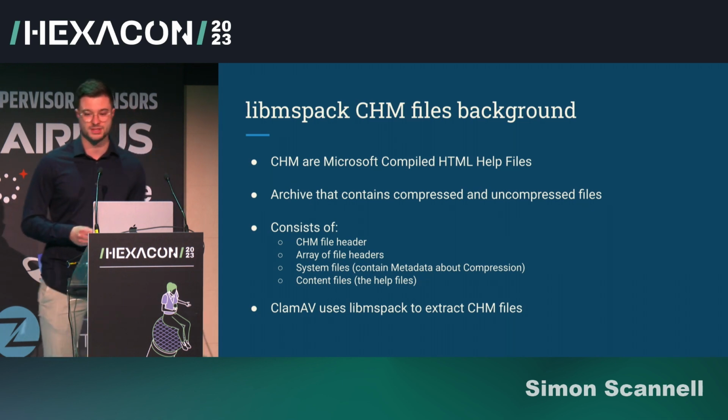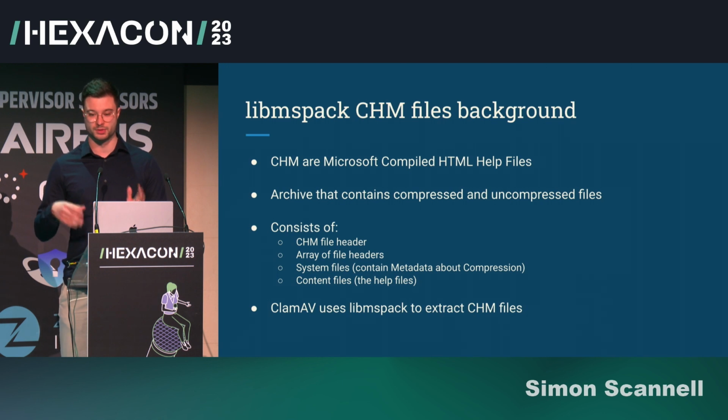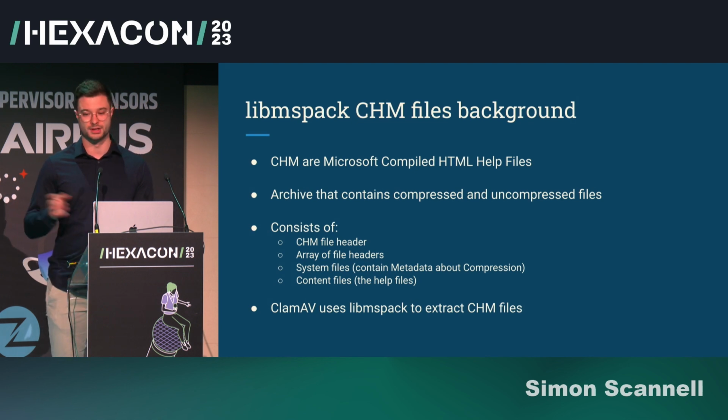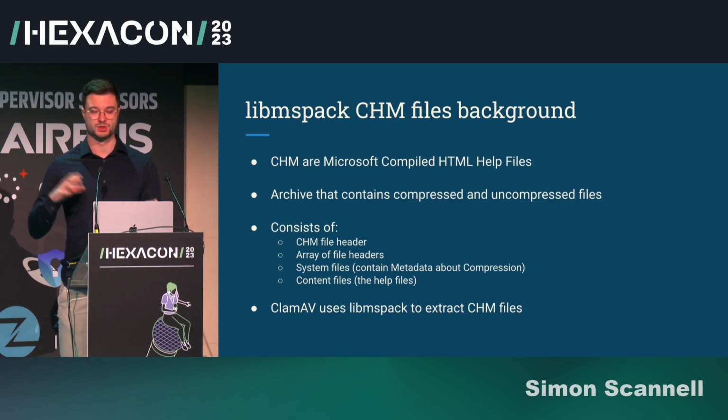And it consists of a CHM file header, which contains some information like what version of CHM this file is, some metadata, and then, for example, the date when this archive was compiled. And then there is an array of file headers where each file header maps to one file. So the file header will contain the file name, the length of the file, the offset of the file within the archive, and then whether the file is compressed or not.